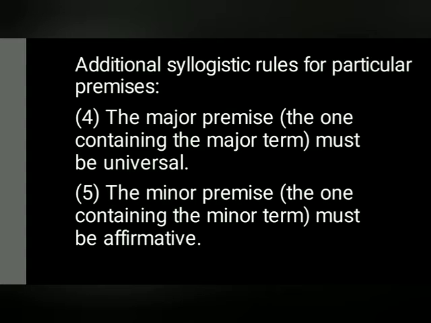Here are the additional syllogistic rules for particular premises. Number four, the major premise, the one containing the major term, must be universal. And number five, the minor premise, the one containing the minor term, must be affirmative. We will use these rules when we are writing a syllogistic argument with particular premises, whether negative or affirmative.